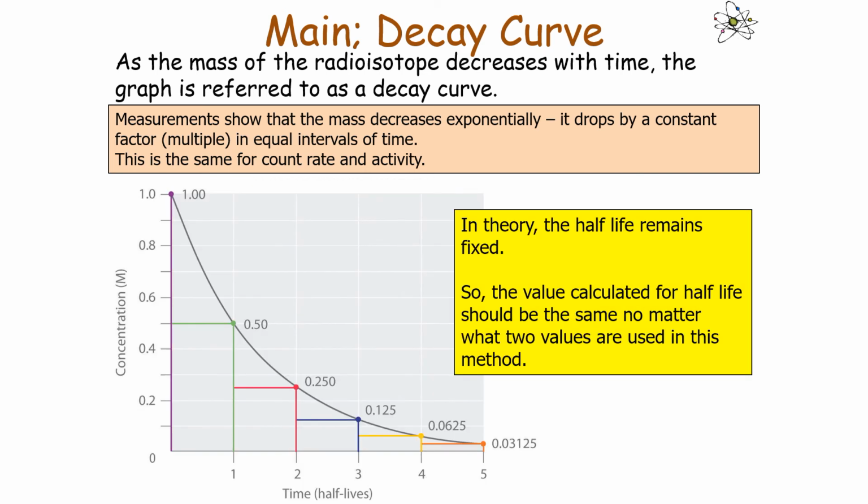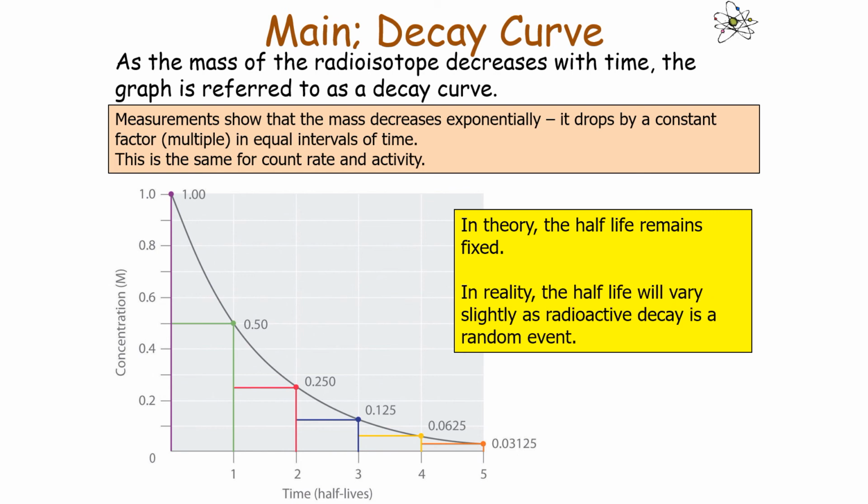Now if you carry this out for multiple different values, so you do 1 and 0.5, you do 0.5 and 0.25, 0.25 and 0.125, 0.125 and 0.0625. You should try and calculate the value for each one. Now, in theory, the half-life remains fixed for any two values that you pick. So the value calculated for half-life should be the same no matter what two values are used in this measurement. Now, in reality, the half-life varies slightly because radioactive decay is a random event.